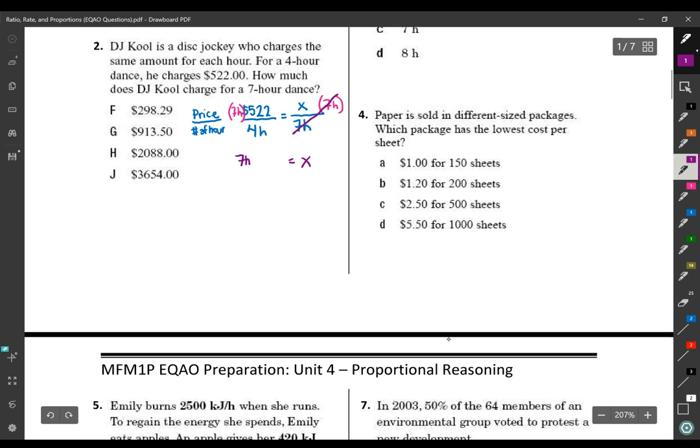So then we just have to multiply 7 hours by $522 and divide it by 4 hours. Okay, and that will give us our price, the amount that the DJ charges for a 7-hour dance. So 7 times 522 divided by 4 is $913.50. Remember that 0.5 at the end, money always has 2 decimal places. So you add that 0. So G is the correct answer.